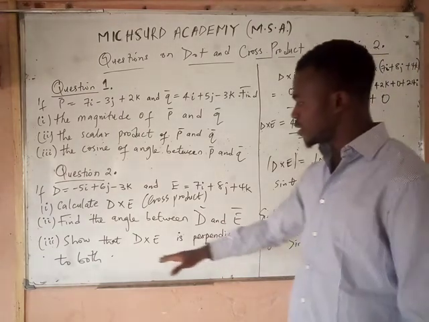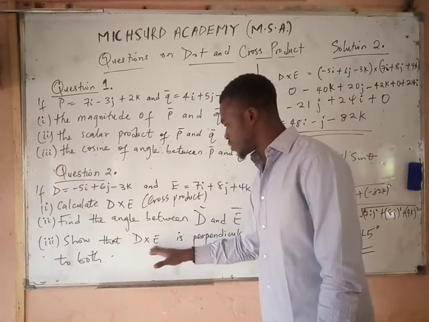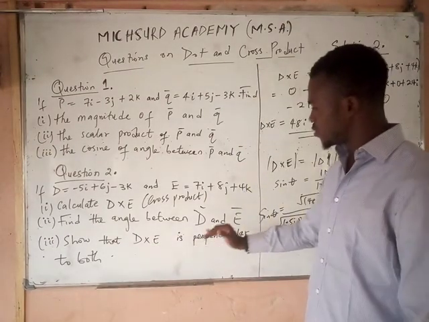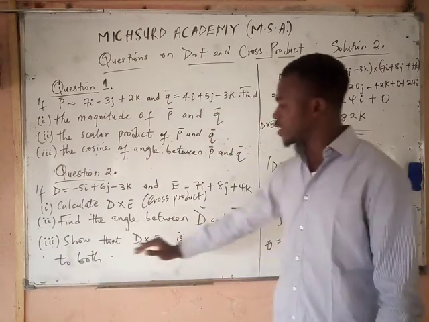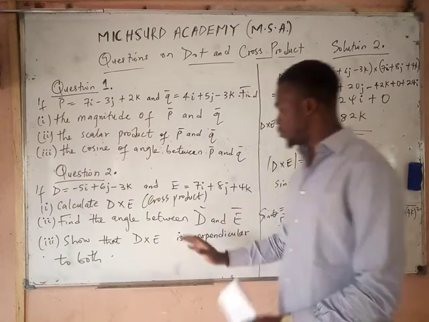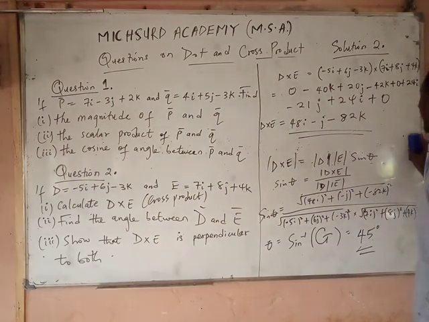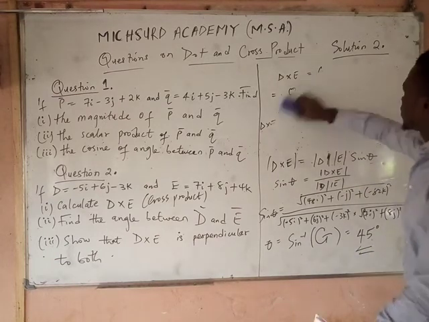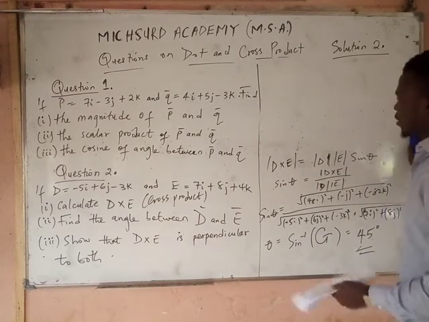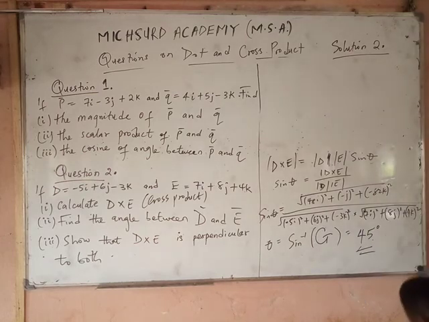So we have gotten that our answer is 45 degrees. So that is the angle between D and E. So the next question is to find the cross product of D and E. We should show that the cross product is perpendicular to both. So if we solve that here, let me show you how we can solve that.